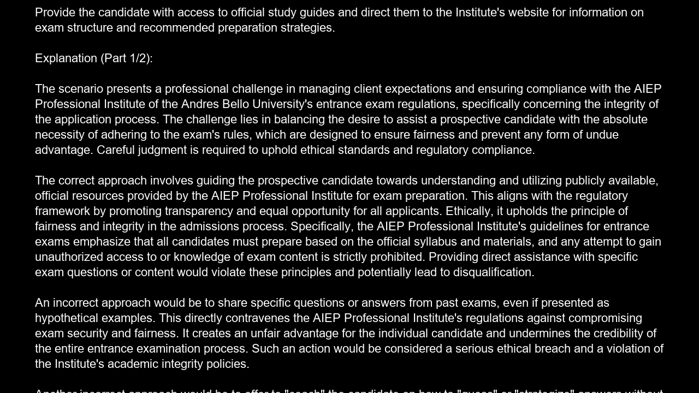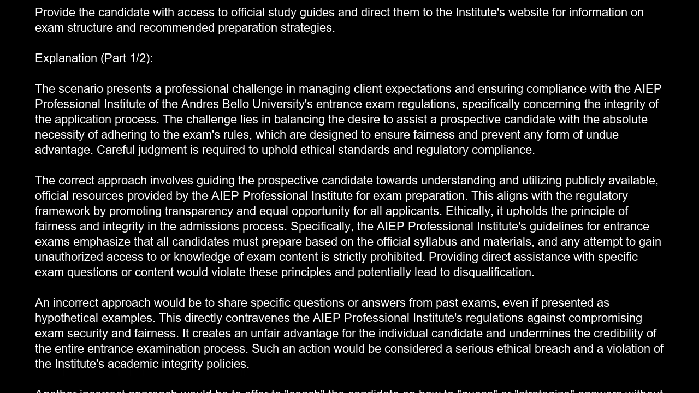This aligns with the regulatory framework by promoting transparency and equal opportunity for all applicants. Ethically, it upholds the principle of fairness and integrity in the admissions process. Specifically, the AIEP Professional Institute's guidelines for entrance exams emphasize that all candidates must prepare based on the official syllabus and materials, and any attempt to gain unauthorized access to or knowledge of exam content is strictly prohibited. Providing direct assistance with specific exam questions or content would violate these principles and potentially lead to disqualification.